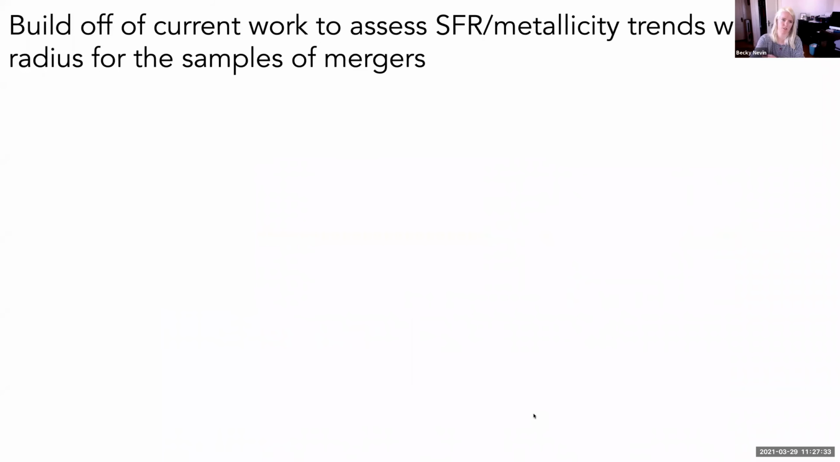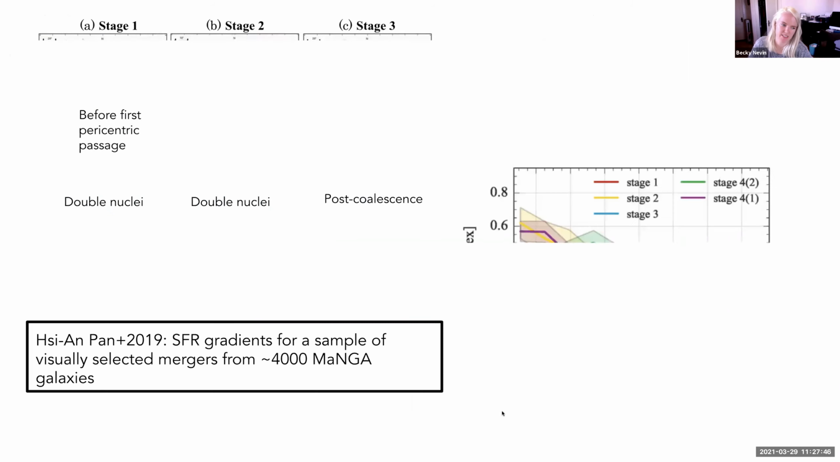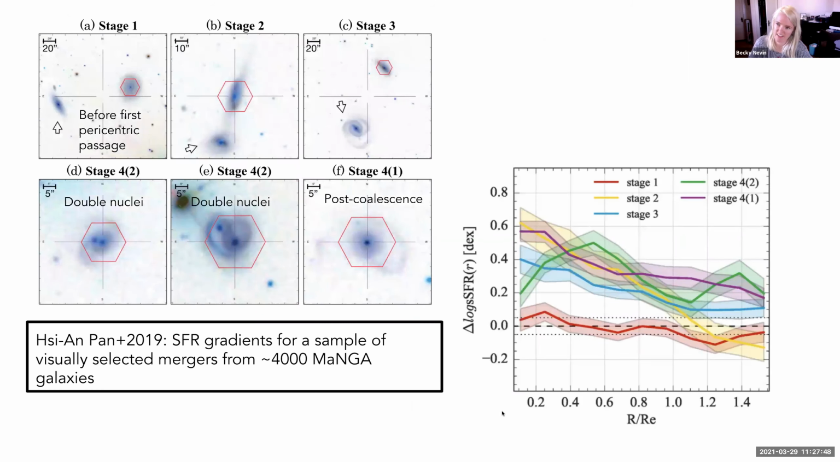The final step is to build off of current work that has looked at things like star formation rate trends with radius for larger samples of mergers than those that can be identified by eye in the past. And so I've been working with Xian Pan on this. She's been doing work with a sample of about 4,000 MaNGA galaxies, for which she's gone through and visibly identified all these different stages of the merger, and has been looking at the star formation rate trend with radius.